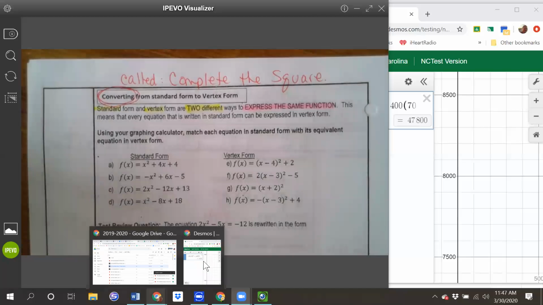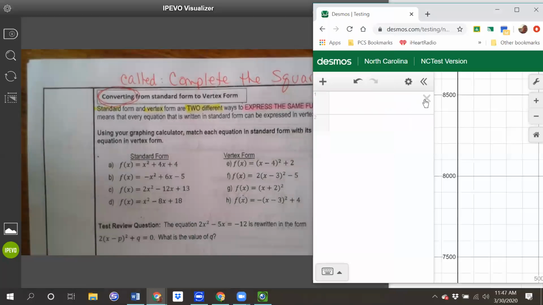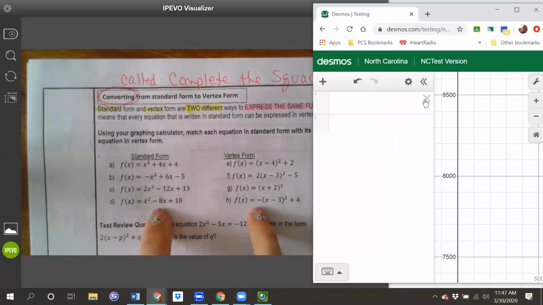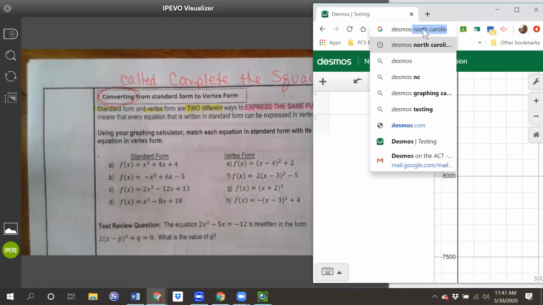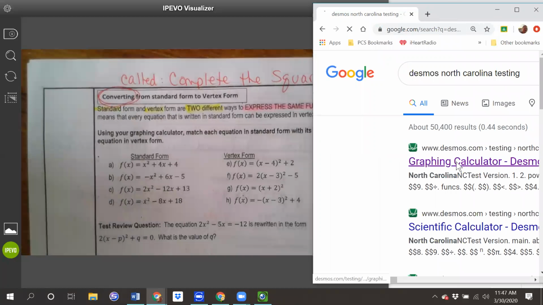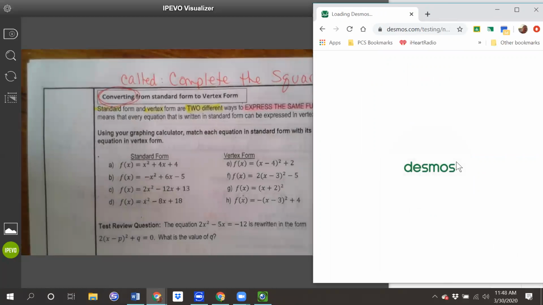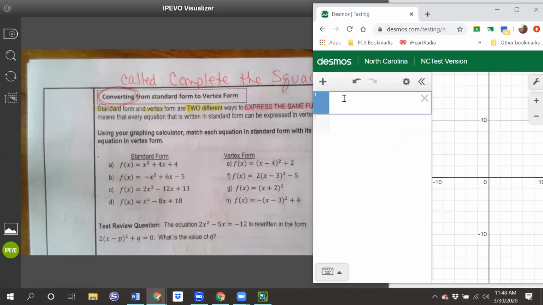So what I'm going to do is thoughtfully figure out which two should go together, and then I'm going to graph them on Desmos. I'm going to go back to Desmos. It was giving me problems in my last video, so I'm just going to open up a new version of this, and hopefully that fixes my problem.